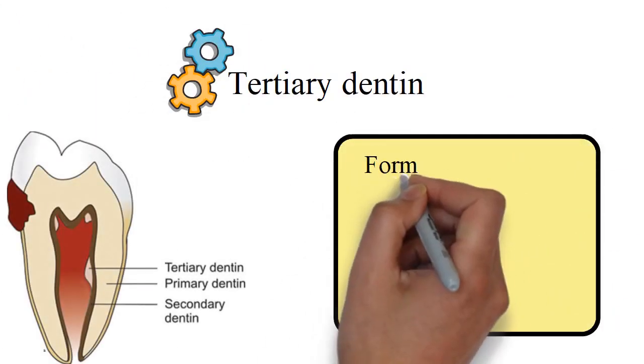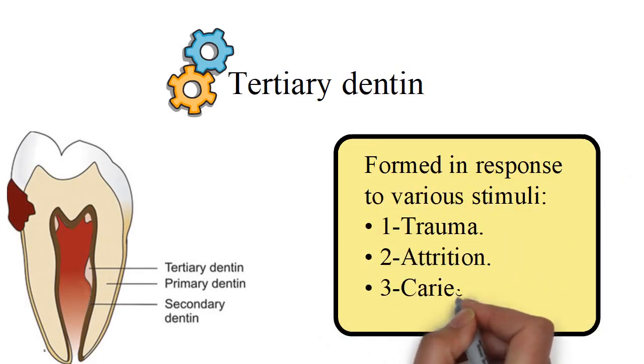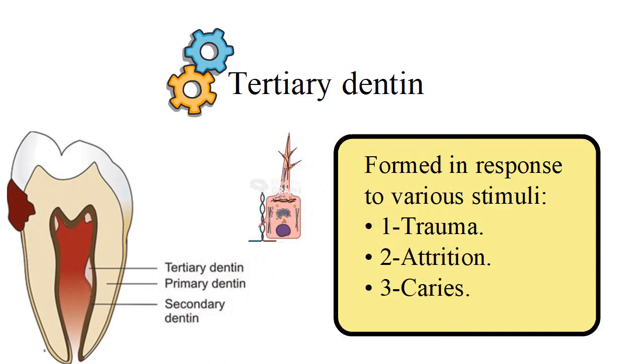For the tertiary dentin, it is the dentin formed in response to various stimuli: 1. Trauma, 2. Attrition, 3. Caries. So when the tooth is injured, odontoblasts move out to the site of injury and form tertiary dentin.